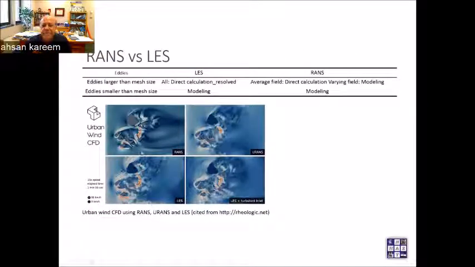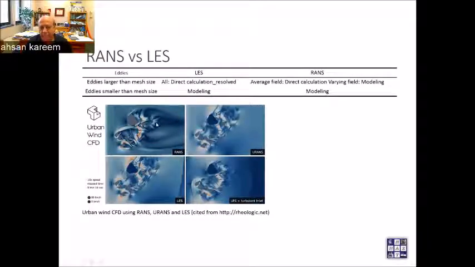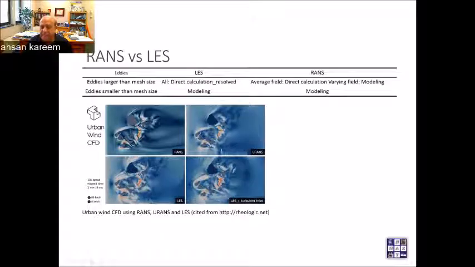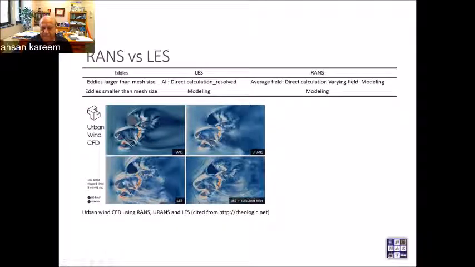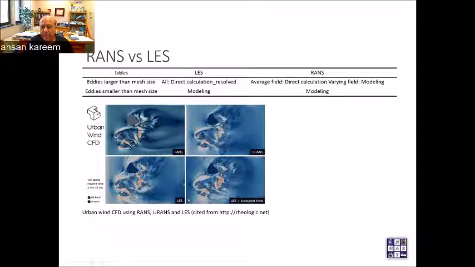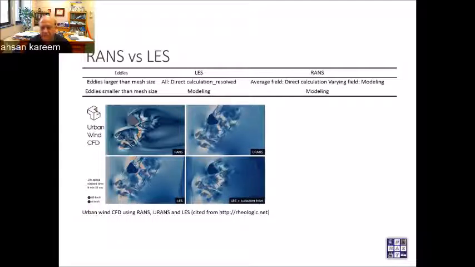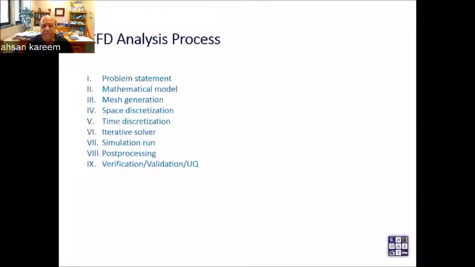Here are the four of them. As you can see, RANS has sort of fixed frozen patterns here. URANS has some fluctuations. LES has more fluctuations because we can resolve them. And if you add turbulence, things get a little bit more. Just for relative comparison between the various methods which are going on.